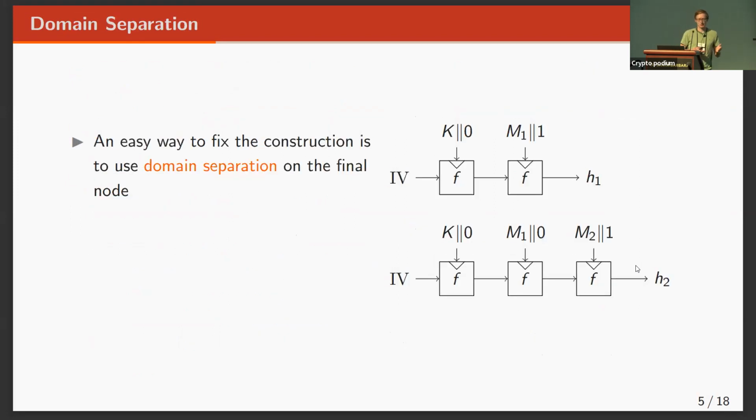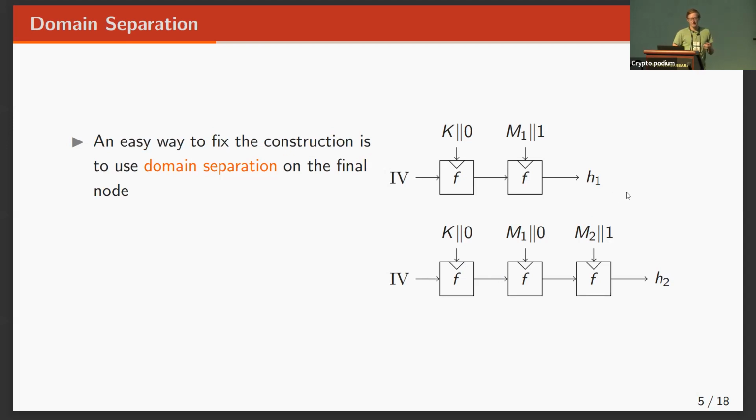So the most straightforward way, I think, to fix this is to use domain separation. So now instead of having the message blocks directly as key inputs, we will also append a bit to it, to denote whether it's the final block or not. So we will almost always append a 0, but only for the final block we will append a 1. And now the attack doesn't work anymore, because this first construction is not repeated here: here we have a 1 and here we have a 0, so it doesn't work.